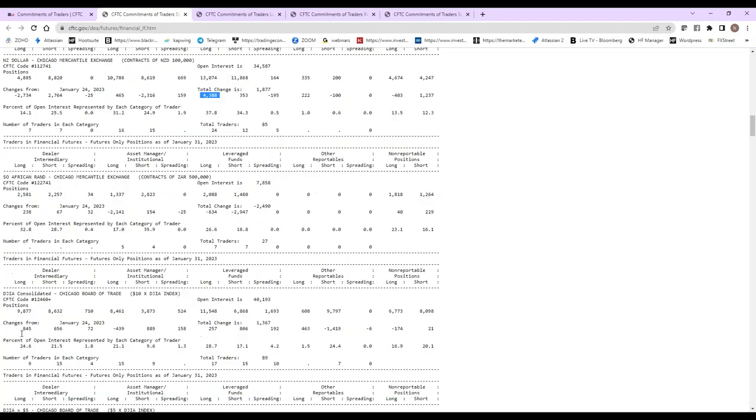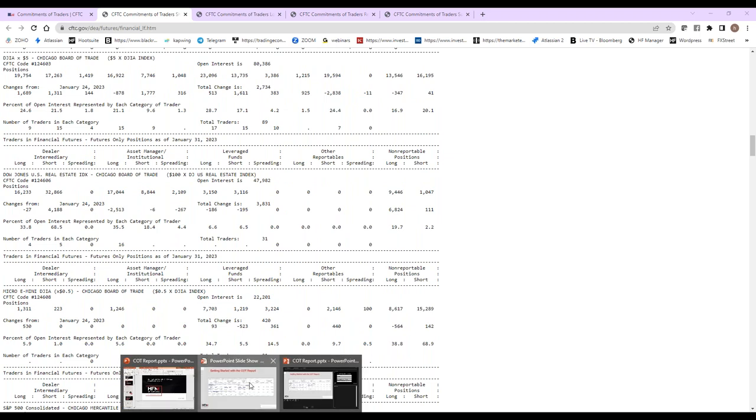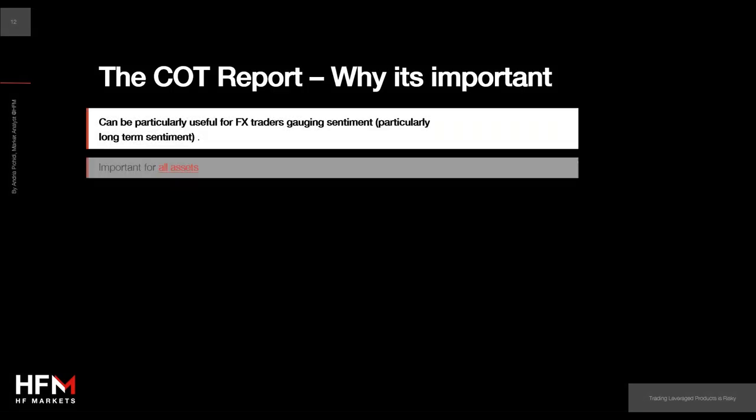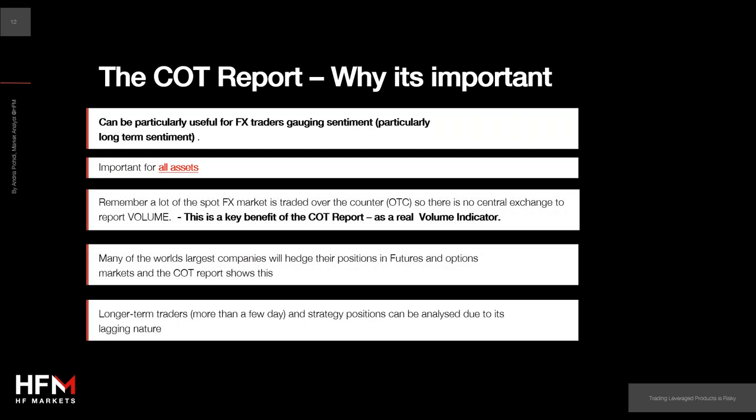Okay. Let's get back, guys, because this is taking too long. What else remains to be covered? The ones that we have seen are just for January. You need to check the weekly ones in order to spot any weekly changes and to apply this to your strategy positions.